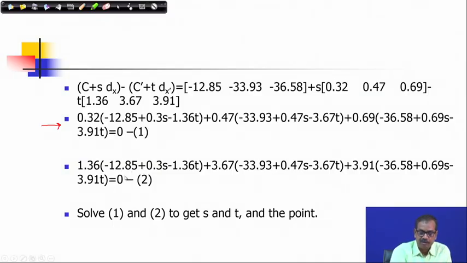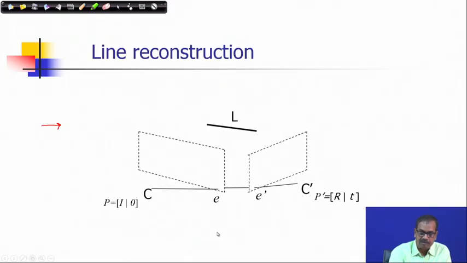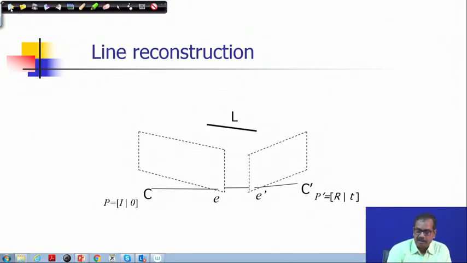So, this gives me two equations. These are linear equations in terms of s and t. If you solve, you can get s and t at the point. So, this is how we can solve this problem, and we can get the structure.